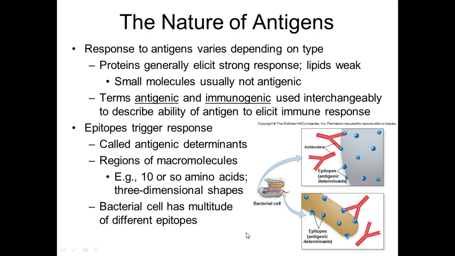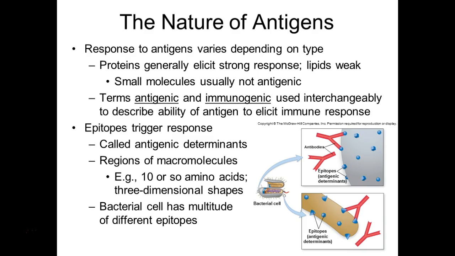So response to antigen varies depending on the type. What are you being invaded with? Proteins generally elicit a strong response. Lipids, not so much, a weaker response. Small molecules, if they're too tiny, then we tend not to have an immunological response. So because of that, with certain vaccines, they actually combine components together to make a large enough molecule that it's immunogenic, that your immune system will respond to it.